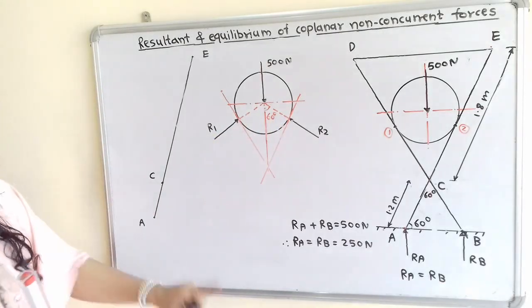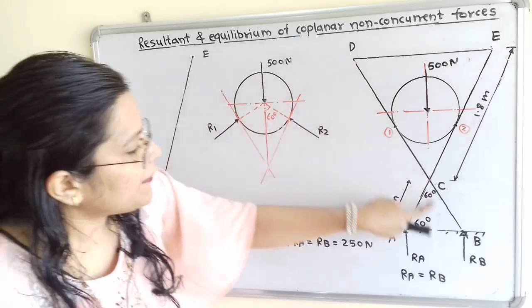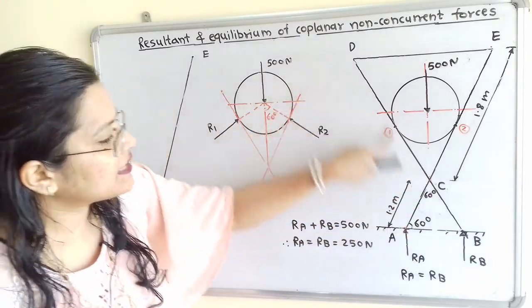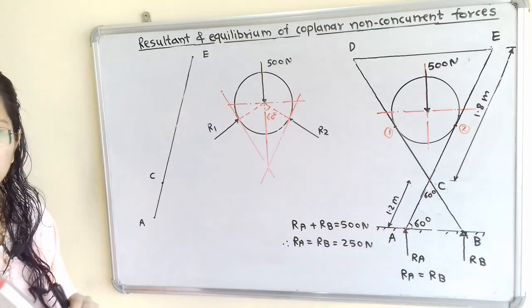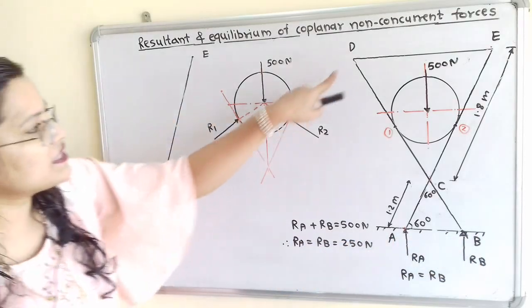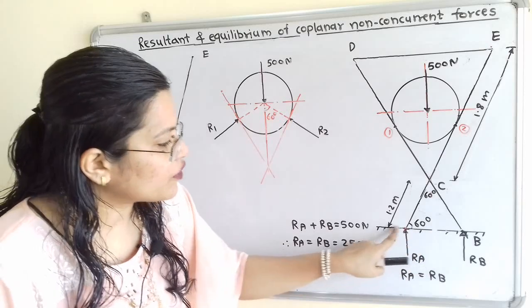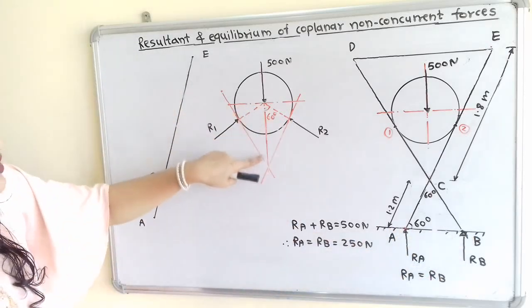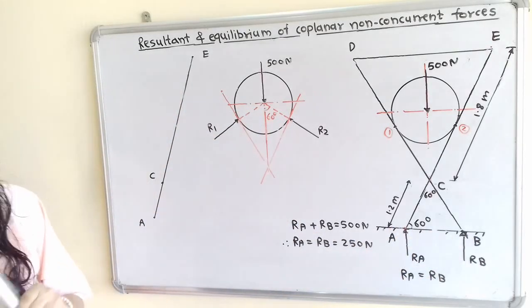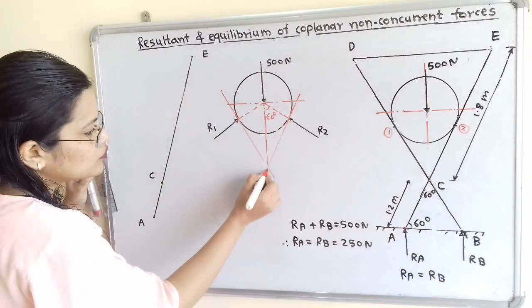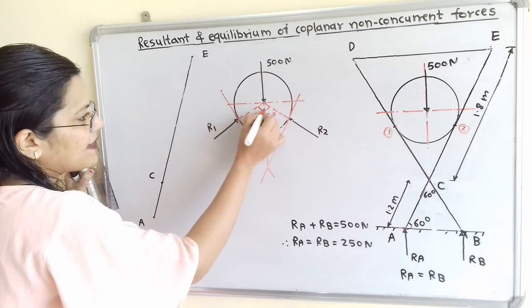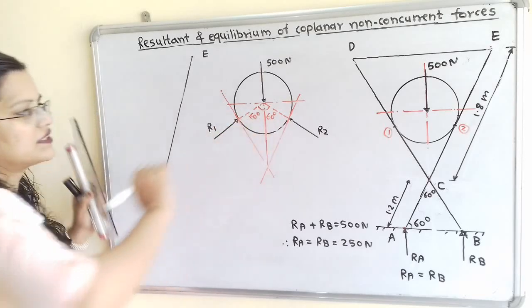In the same way, B to D is an inclined line and it is also making an angle of 60 degrees with the horizontal surface. R1 is perpendicular to this, and the vertical line is perpendicular to the horizontal surface. So the angle between these two perpendicular lines is the same, equal to 60 degrees.